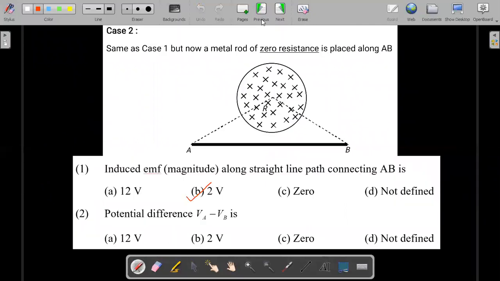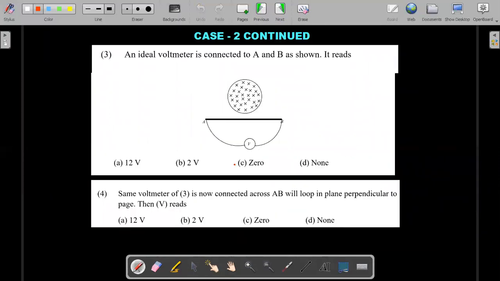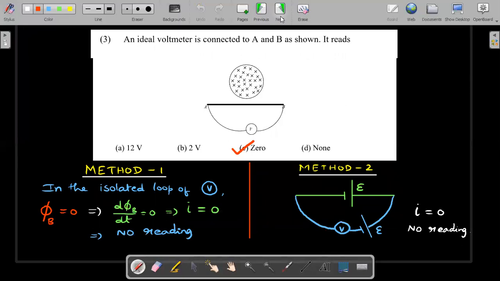So let me mark all answers here itself. 2 volt I got. The second one, no answer. All the 4 were wrong, and I ended up getting minus 2 volt for this. The third one was a 0, no current, and even in this one it is a 0. So 2 passages done. Let's move on to the 3rd passage.